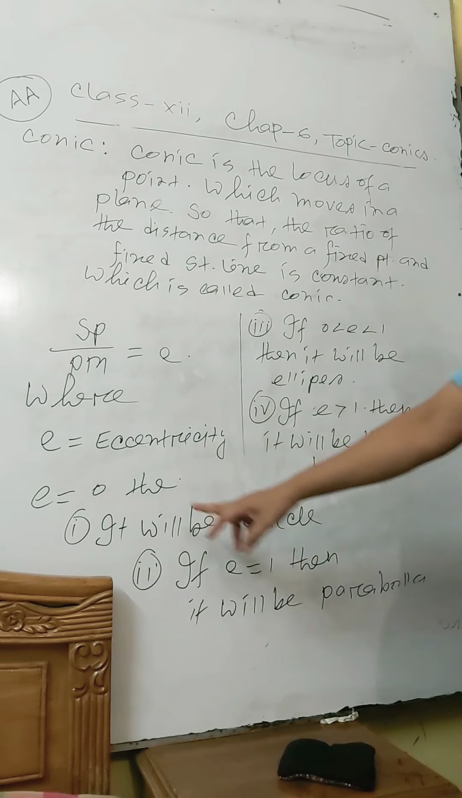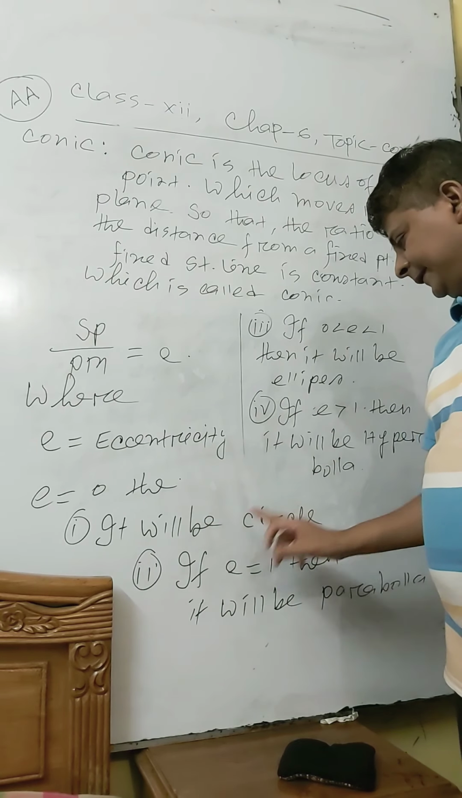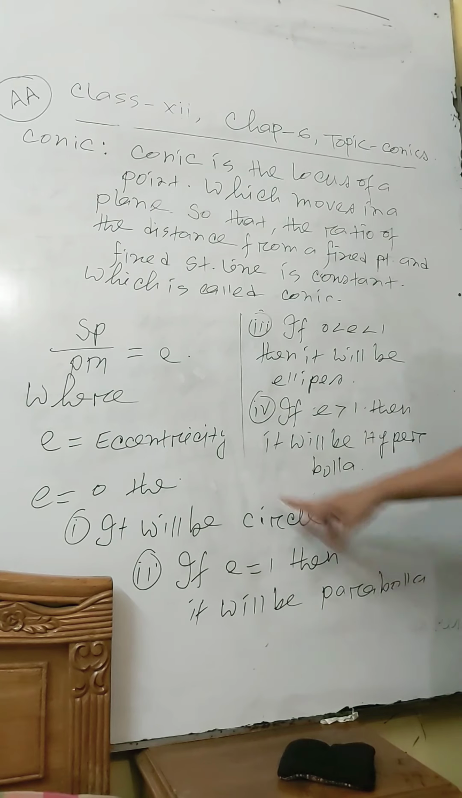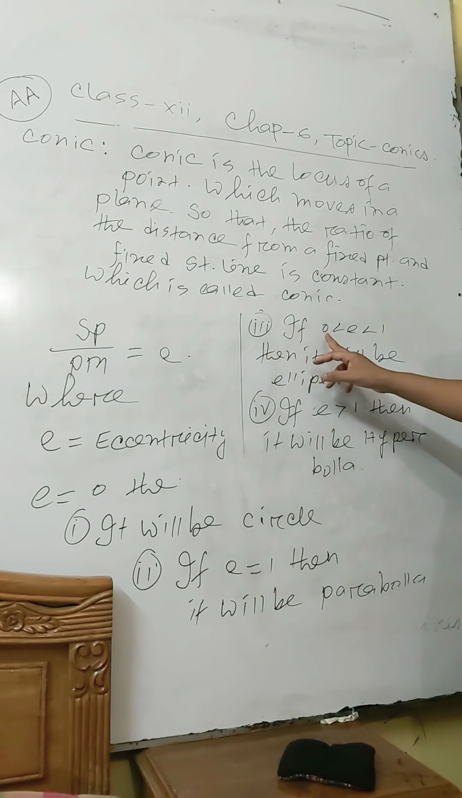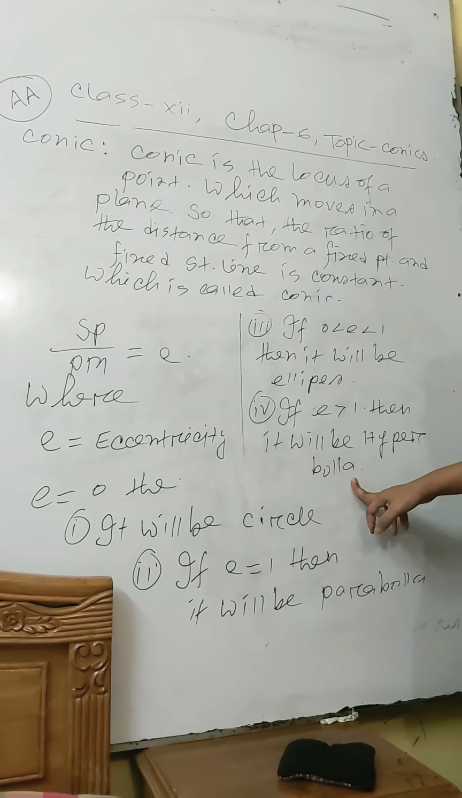Again I reply, if e equal to 0, then it will be a circle. Number 2, if e equal to 1, in this case it will be a parabola, that is SP equal to PM. Number 3, if 0 less than e less than 1, then it will be an ellipse. Number 4, if e greater than 1, then it will be a hyperbola. This is the condition of conic.